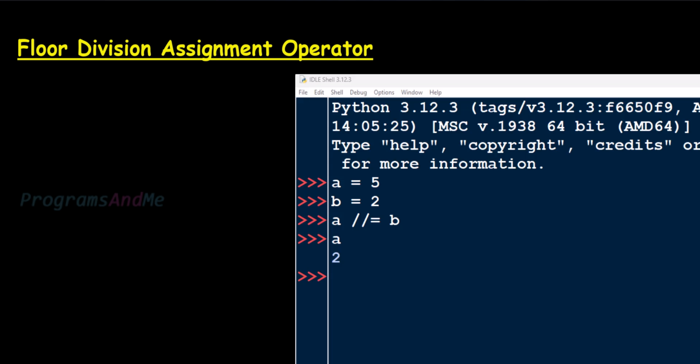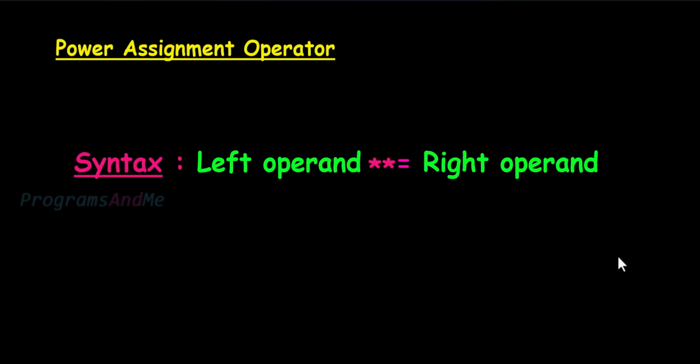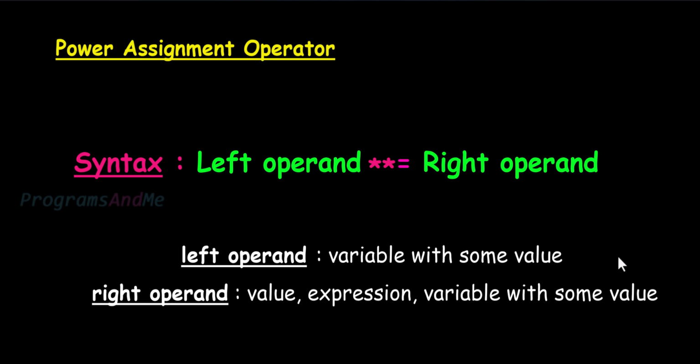So the next operator is the power assignment operator, or exponentiation assignment operator. The symbol is this, the exponent operator followed by equals to. Left operand and right operand. The syntax is this. The left operand can be a variable which refers to some value, and the right operand can be a value, expression, or a variable. This operator is used to calculate the exponent value using the operands, then assign the result to the left operand.